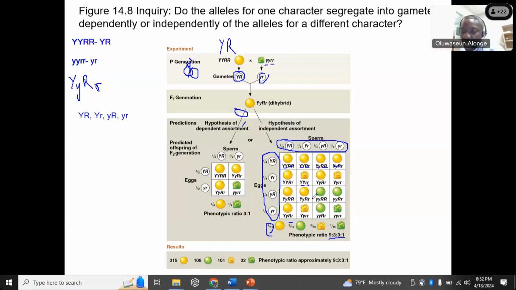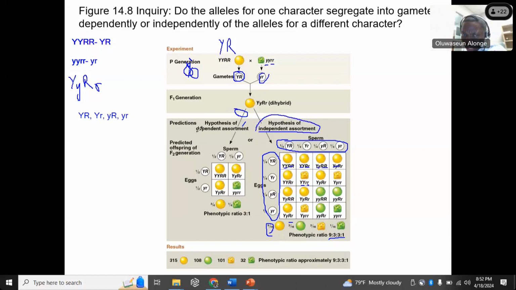But for dihybrid, we only care about the phenotypic ratio. So this is the law of independent assortment. Independent assortment means that it does, so, okay, good. Let me look at the other one.